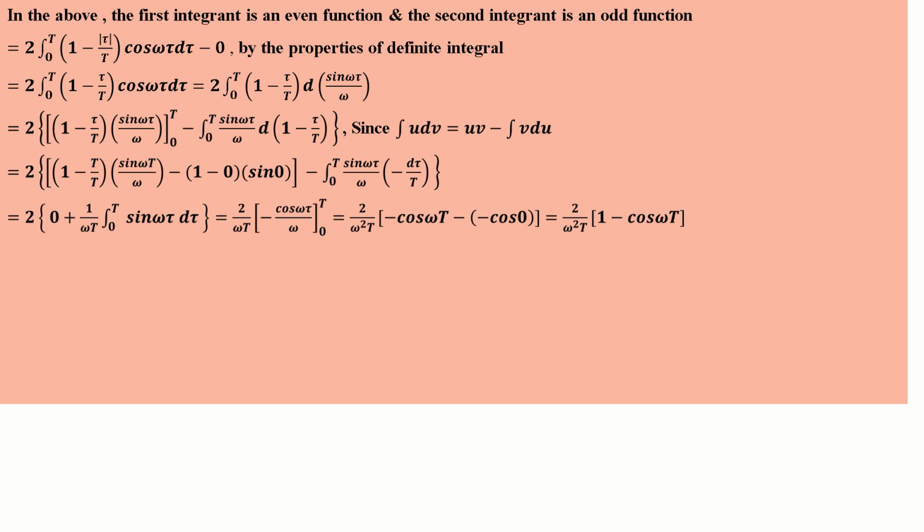We know 1 minus cos 2a is equal to 2 sin square a. Otherwise, you can take 1 minus cos a is equal to 2 sin square a by 2. So here, 2 by omega square T times 2 sin square omega T by 2, right? A is equal to omega T. So S of omega is equal to 2 into 2, 4 by omega square T sin square omega T by 2. Thanks. We'll see you in the next video.